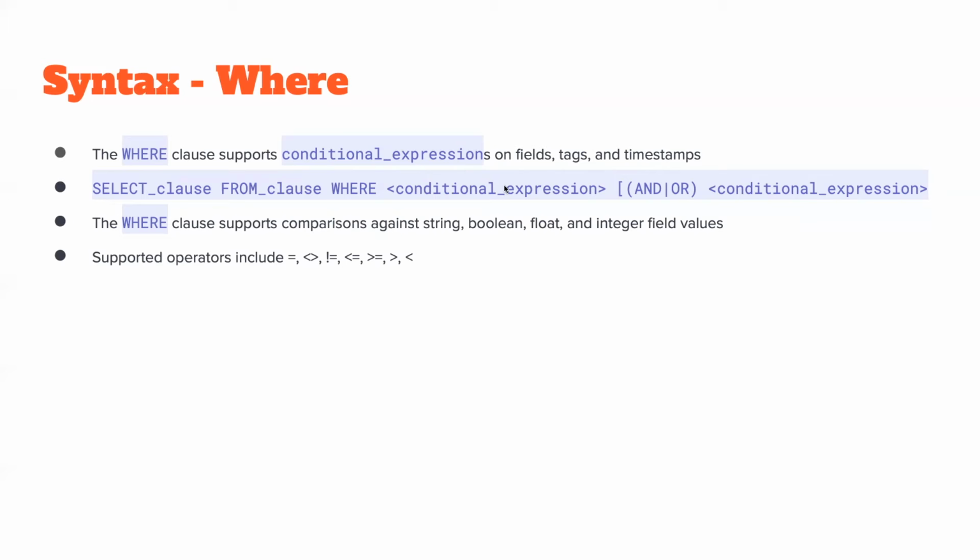The where clause supports comparisons against string, Boolean, float, and integer field values. And then the supported operators include equal to, not equal to, less than or equal to, greater than or equal to, greater than, and also less than.